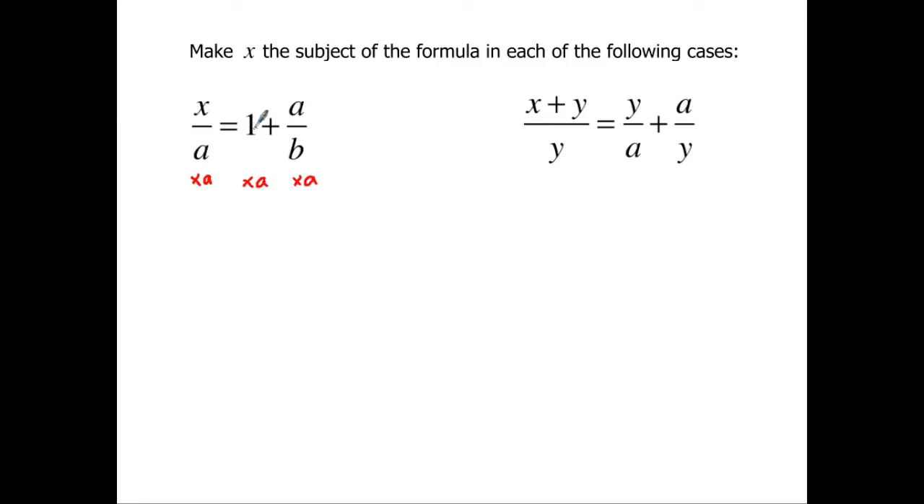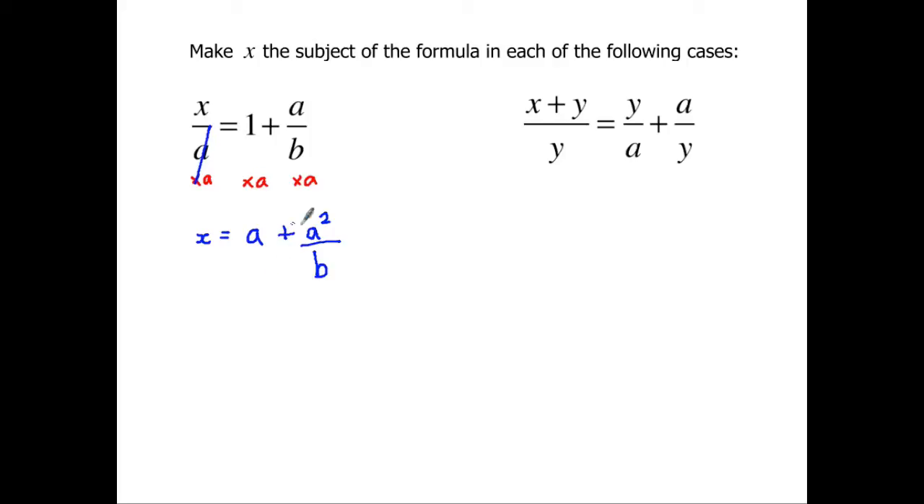And I could have merged them a minute ago, but I've not. So I'm going to have to multiply both of those terms by a. That will get rid of the a from this side to leave me with x equals 1 lots of a is just a. And then if I multiply this fraction by a, I just get a squared over b. And there's not much else to do with that.